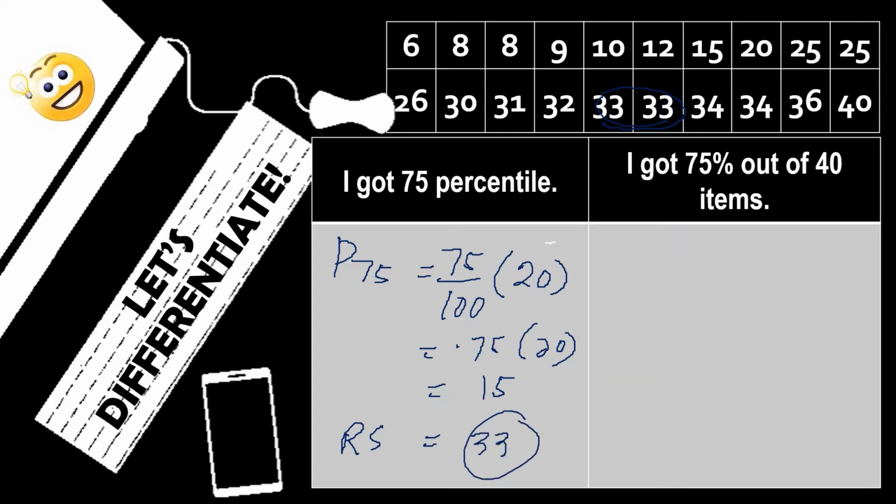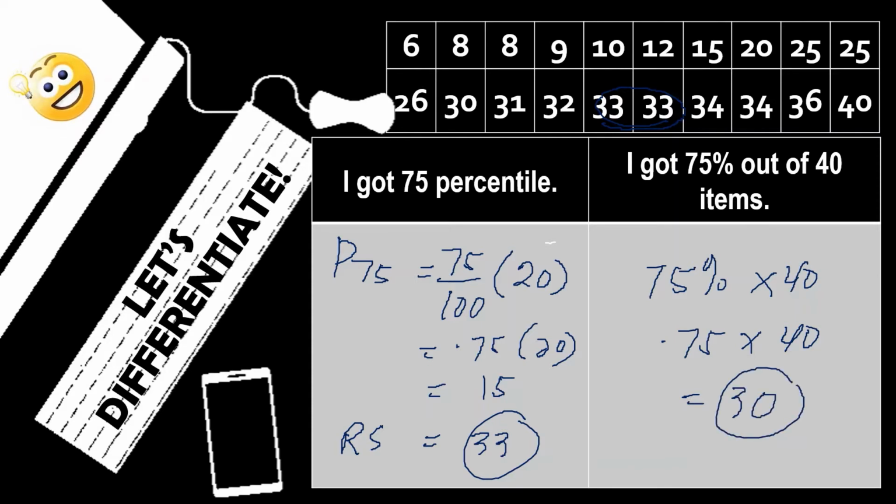Now, let's find out for 75% out of 40. So, this is simply getting the percentage. 75% times 40, it's 0.75 times 40, and the answer is 30. So, 30 is the score that corresponds to 75% of 40. Therefore, 33 and 30 are not equal. So, 75 percentile is not the same as 75% out of 40, or percentile is not the same as percentage.